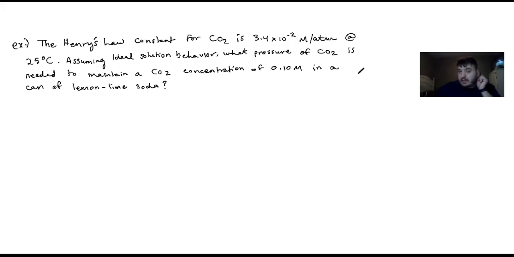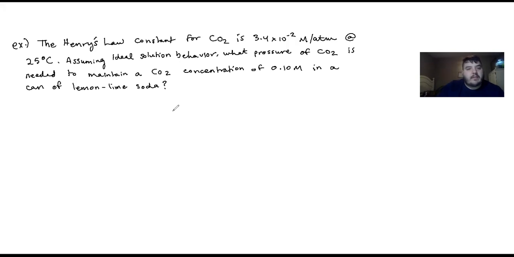Okay, so this is chapter 9, problem number 2 for exam 3 for bonus questions. This question is asking us: the Henry's law constant for CO2 is 3.4 times 10 to the negative 2 molarity per atmosphere at 25 degrees Celsius. Assuming ideal solution behavior, what pressure of CO2 is needed to maintain a CO2 concentration of 0.1 molarity in a can of lemon lime soda?